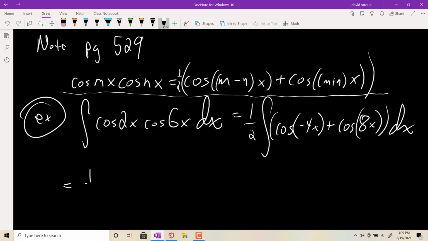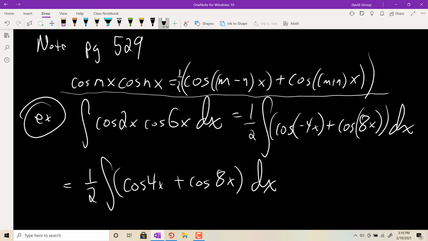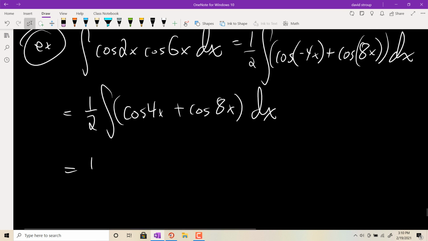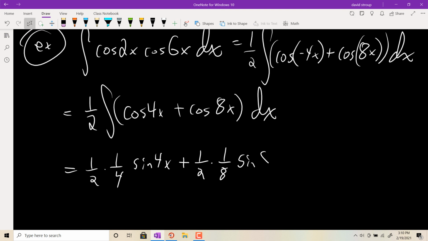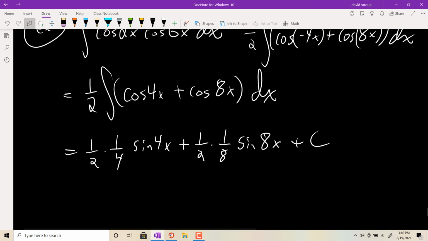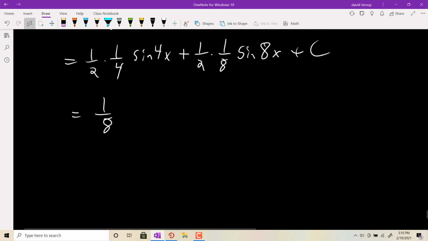Then you could use the fact that cosine is even to rewrite cosine of -4x as cosine 4x, and then plus cosine 8x, and both of those are easily integrable. So you end up with 1/2 times, and there's a u-sub in there that I'll just omit, 1/4 sine of 4x plus 1/2 times 1/8 sine of 8x, and then plus your integration constant. This will be 1/8 sine of 4x plus 1/16 sine of 8x.